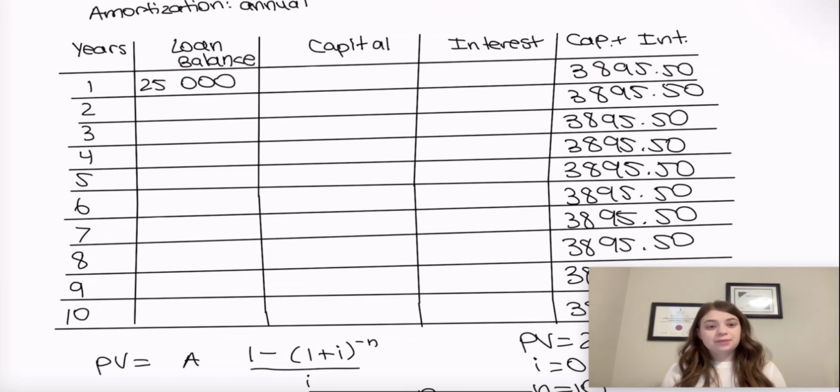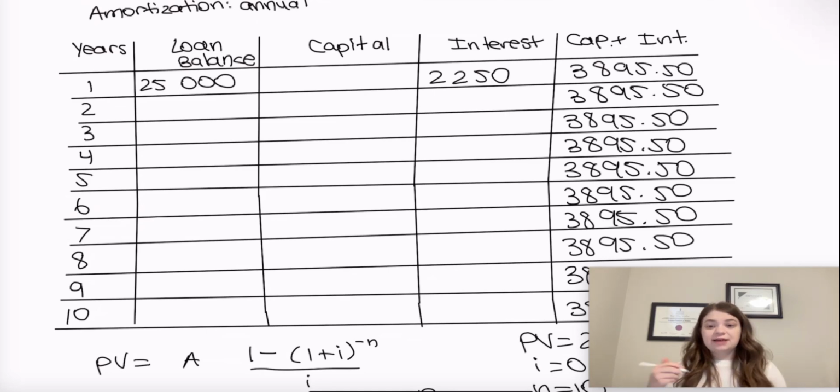So to find out how much interest we are going to need to pay in year 1, I'm going to type in $25,000 into my calculator, because that's our loan balance in the first year. Before we've made any payments, we still owe the full $25,000. I'm going to multiply that by 9%. So the amount of interest that must be paid in that first year is $2,250.